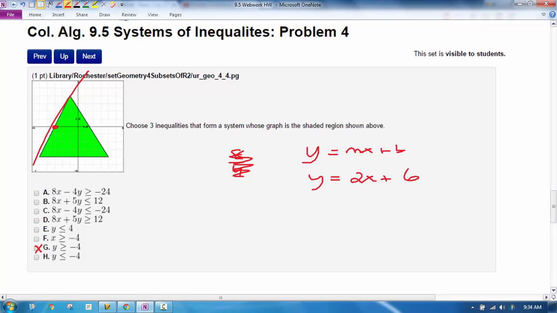But I need to figure out which side to shade. So 0, 0 should be in the solution set. So when I plug in 0, this should work. So you get, this will be 0. So it should be greater than or equal to. So I'm going to insert that symbol right there. And I also want to put it in the standard form that they have. So I'm going to subtract 2x from both sides.